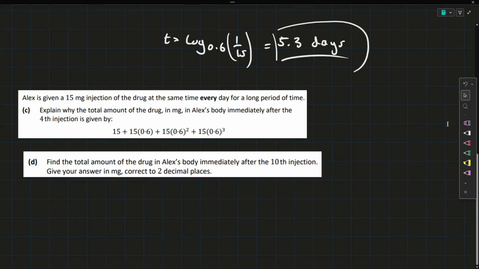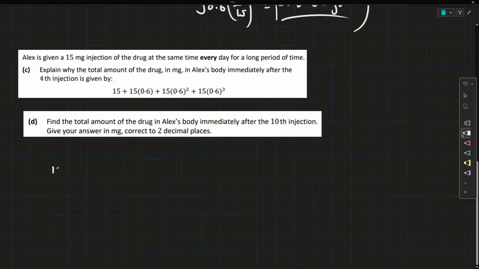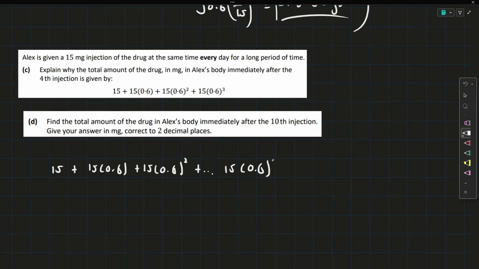Then we're asked to find how much is in his body after 10 days. So if this is how much is after 4 days, well then after 10 days, we'll have 15 plus 15 times 0.6 plus 15 times 0.6 squared plus ... And you can see for 4 days, the highest power is 3. So for 10 days, the highest power will be 9 for that reason.